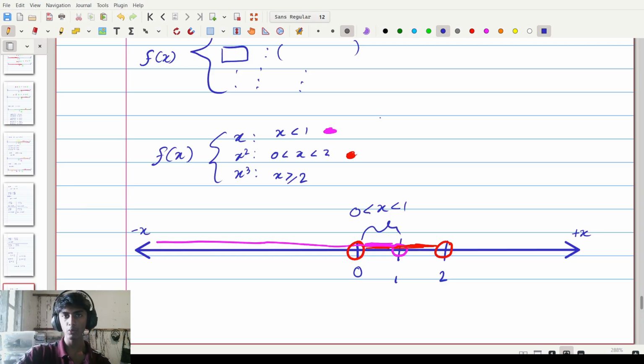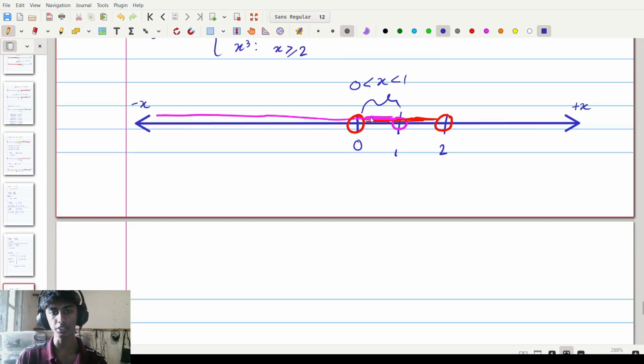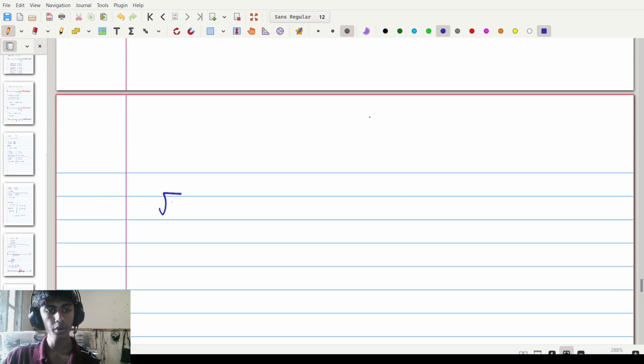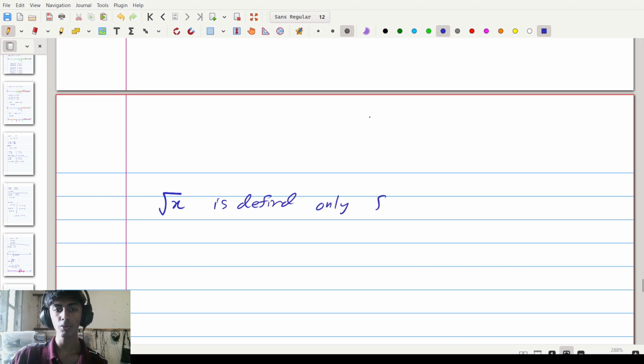We can have cases where certain values are not defined. For example, the square root function is such a function. The square root of x is equal to the positive square root of x only when x is non-negative. So the square root function is defined only for x's which are greater than or equal to 0. For x's less than 0, of course, for the negative numbers we have the complex numbers, but within the real numbers the square root of x is defined only for x greater than or equal to 0.